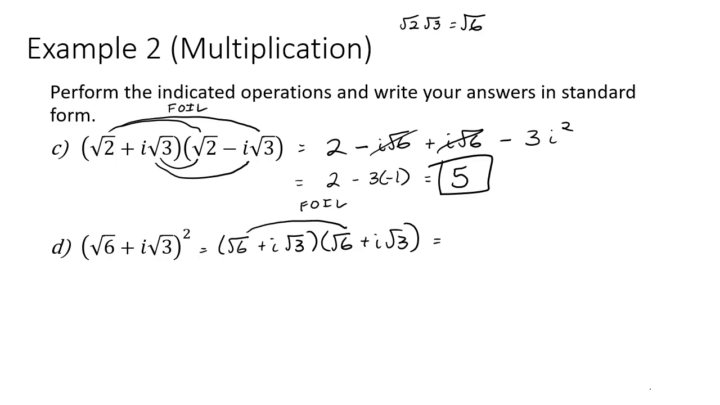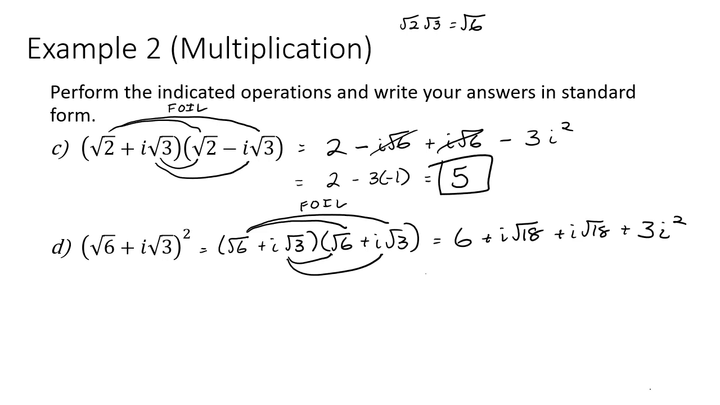So first, we've got square root of 6 times itself for 6. Square root of 6 times square root of 3 would be square root of 6 times 3, or 18. Another i square root of 18. And then once again, square root of 3 times square root of 3 is 3. i times i would be i squared.